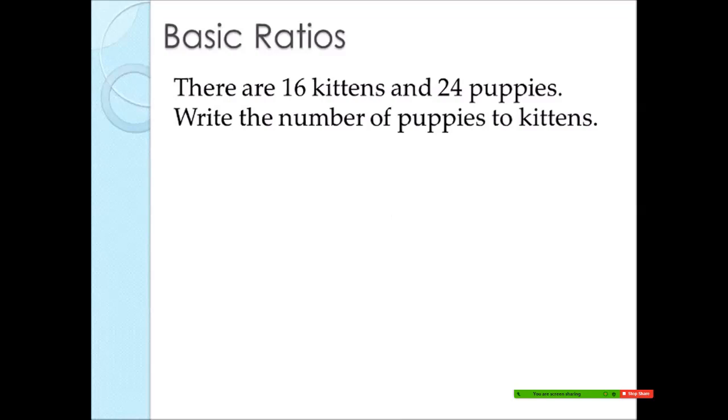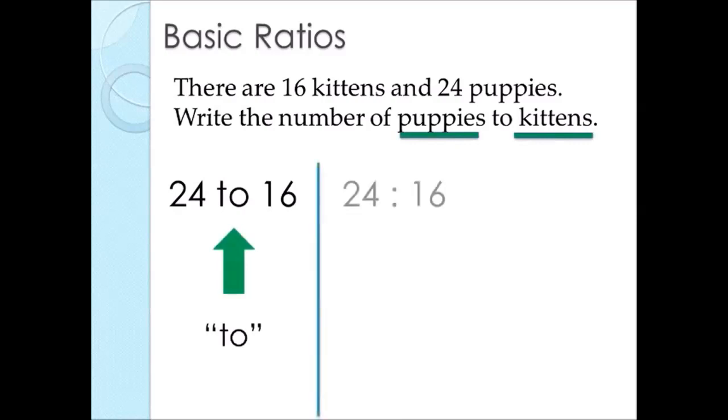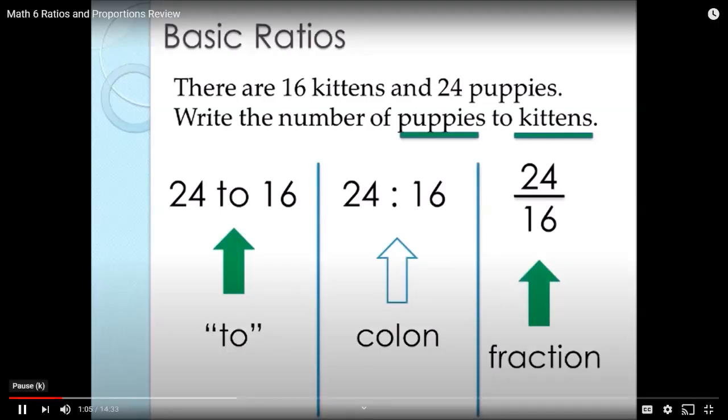So here's the first problem. There are 16 kittens and 24 puppies. Write the number of puppies to kittens. In ratios, it's very important to focus on the order in which the problem is asking. Here, it's asking puppies to kittens. Therefore, we can write it in one of 3 ways. 24 to 16, using the word "to." We can write 24 colon 16, or we can write it as a fraction, 24 over 16.